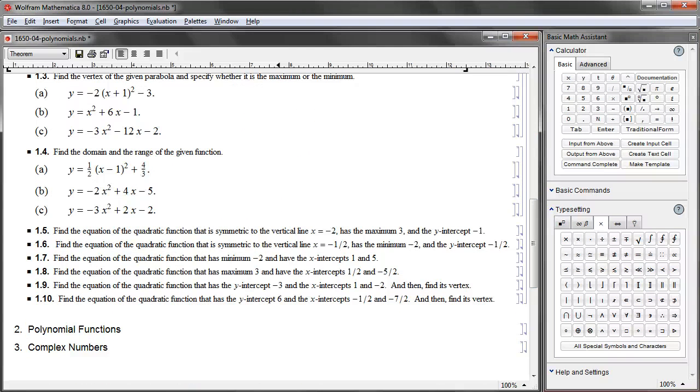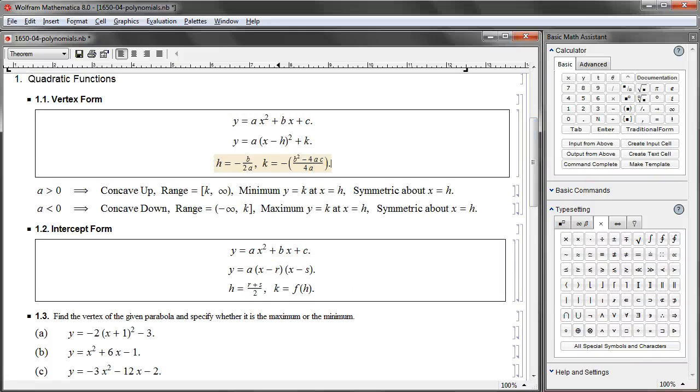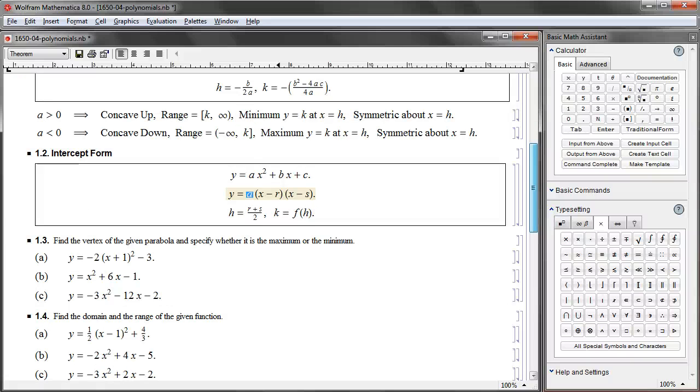Now, how about these kinds of problems, 1.5 to 1.10? All those problems have something to do with finding a value. Why? In the vertex form, if you are given h and k, or you can easily find h and k, then from the third condition, you have to identify what a is. Or from the intercept form, if you have r and s, okay, good, and from the third condition, you have to find out what a is.